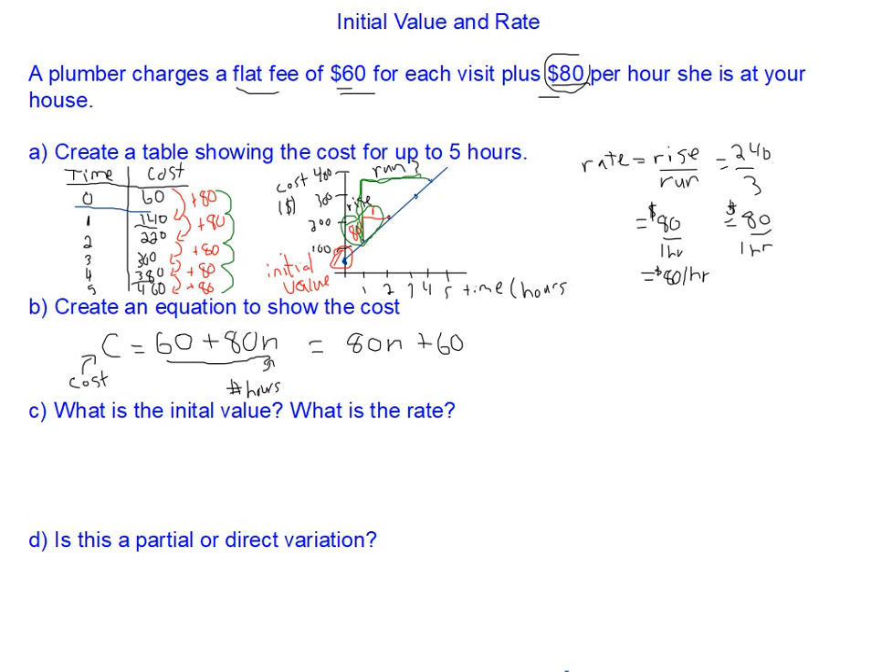Those are both equivalent. Question here, what is the initial value? Remember, the initial value is this value right here on your graph, or this value right here in your table, or the flat fee. What does it cost for 0 hours? So the initial value, and I'll just abbreviate that IV for now, is equal to $60. And what does it mean? That's important too, not just what is it, but what does it mean? This is the cost for 0 hours.